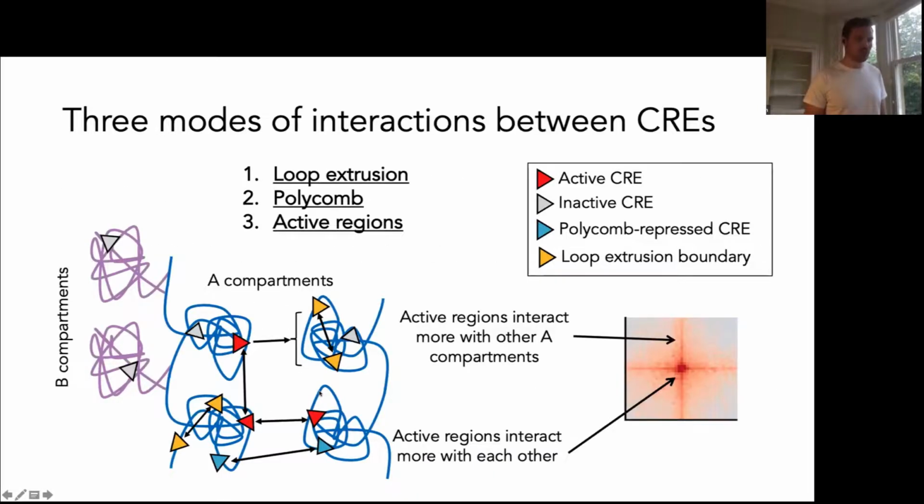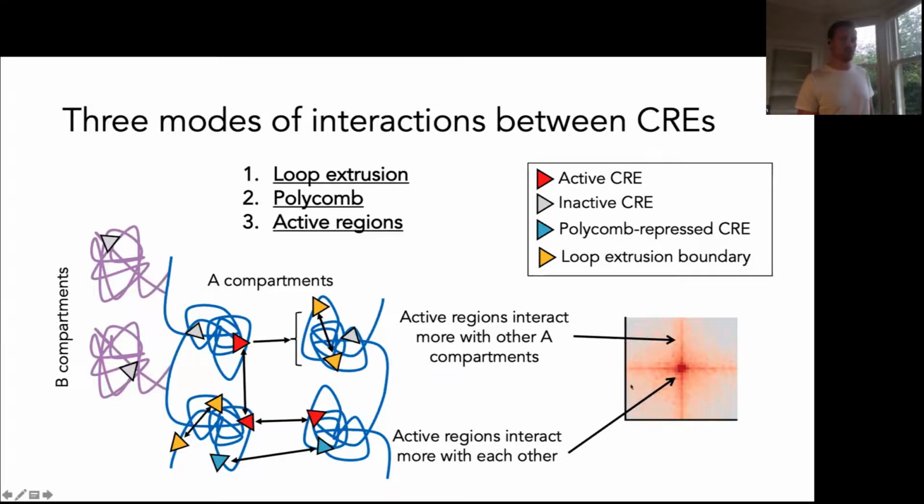So just to end up here, what we propose is basically that you have three modes of interactions between cis regulatory elements. You have the loop extrusion, you have polycomb, and then you have this tendency of active regions to interact with each other through some mechanisms which we have not uncovered. And this occurs over very, very large distances.